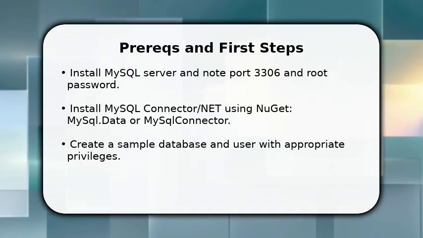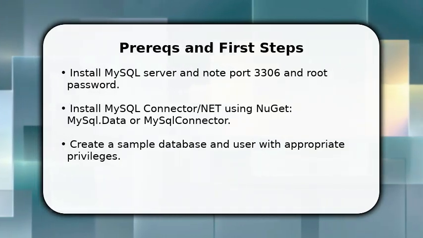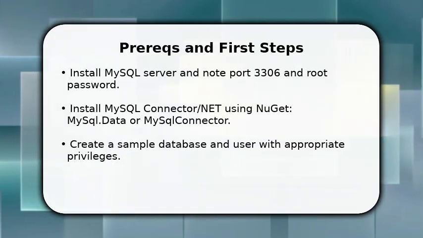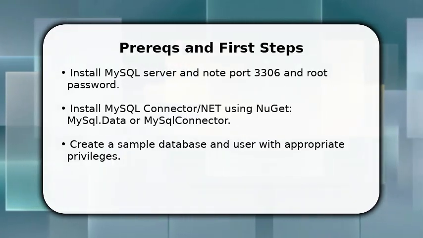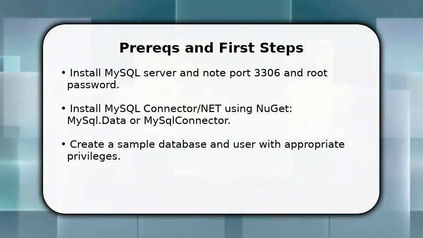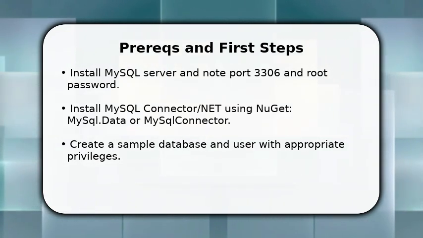Next, make a connection string template including server, port 3306, database, user ID, and password. Make sure to save credentials securely in app.config or a secret store rather than hard coding them in your form. You now implement the code.